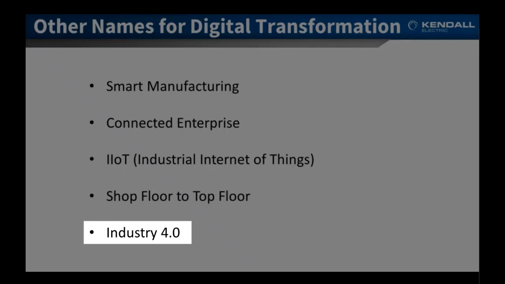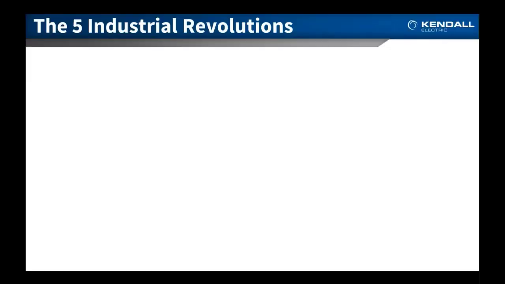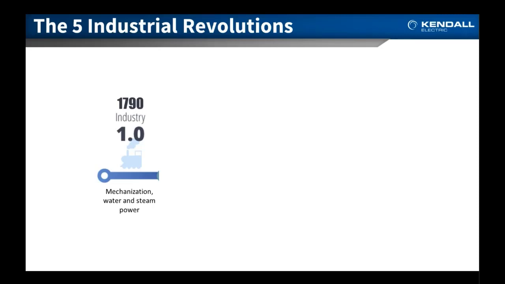Let's take a little trip in the Wayback Machine to see how we got here. Here's a look at all of the industrial revolutions to date. The first industrial revolution began in the late 1700s. Eli Whitney took the cotton gin from a manual operation to eventually be water and then steam powered.